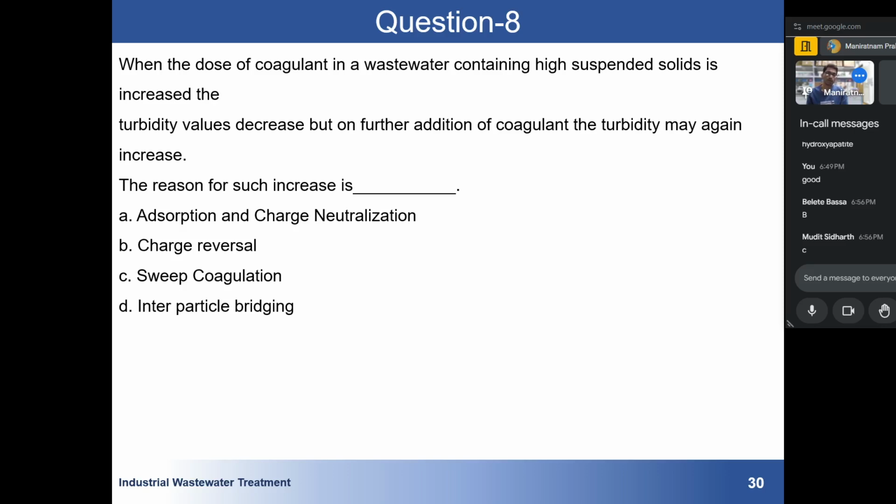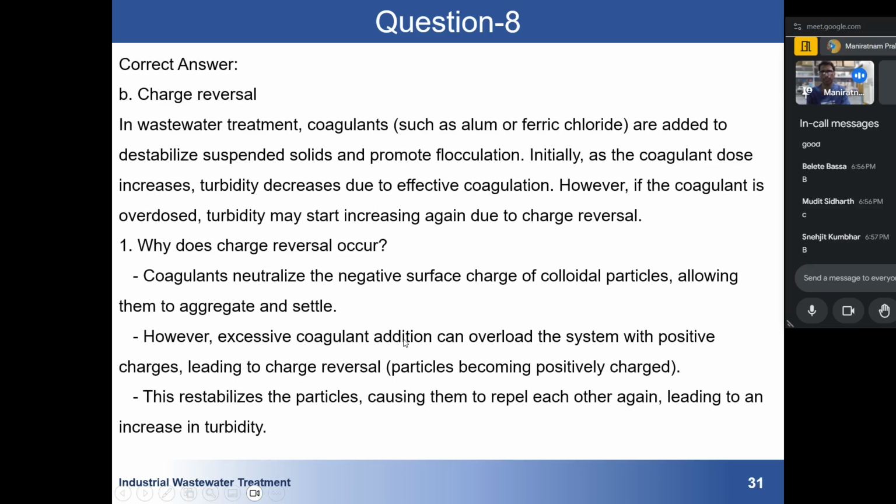Now we have another answer, that is sweep coagulation. We have got two answers. Anyone with any more answers? B. Okay, let's see the correct answer. The correct answer is B.